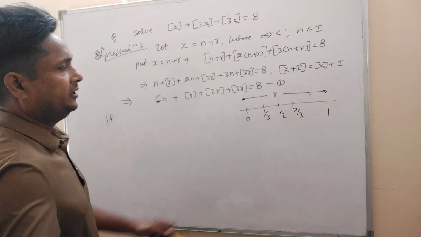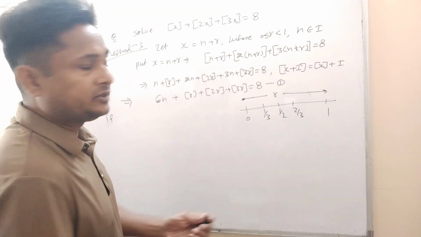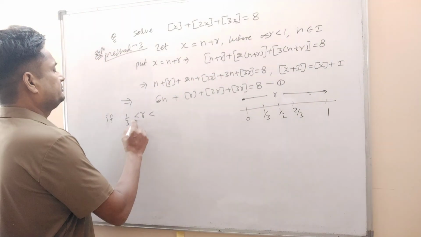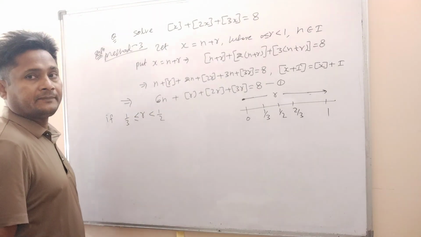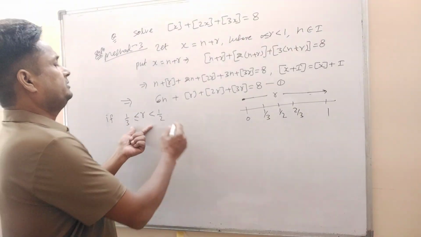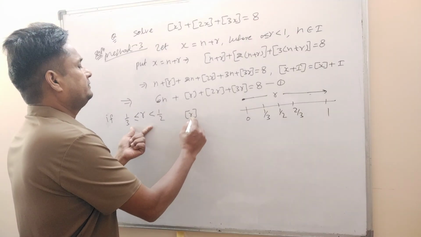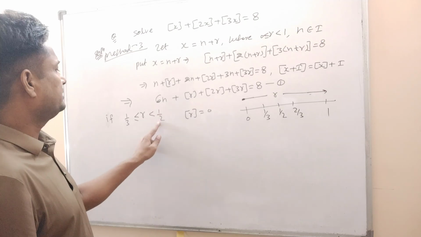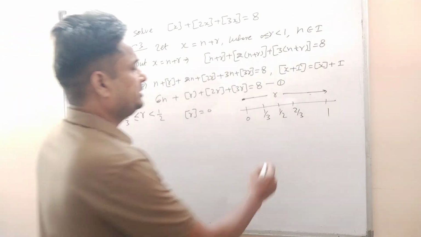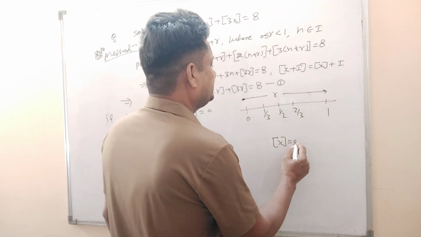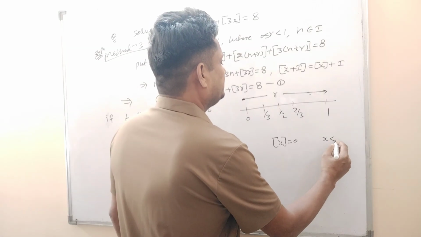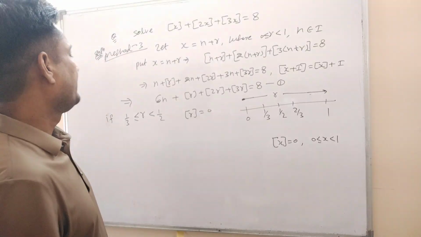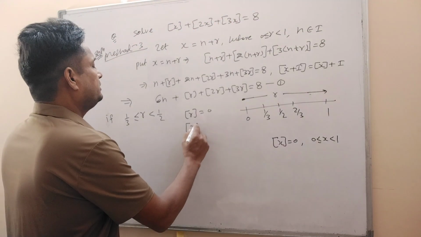Now consider the next interval, 1 by 3 to 1 by 2. Then in this interval, greatest integer of r will be 0, because r lies between 1 by 3 to 1 by 2. And we know the property that greatest integer of x will be 0 if x lies between 0 to 1. This property of greatest integer we know. And greatest integer of 2r will be what?